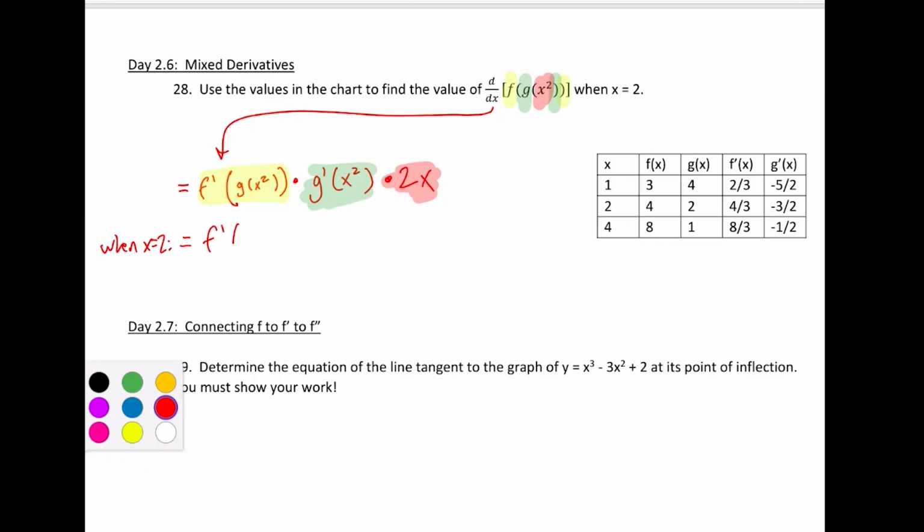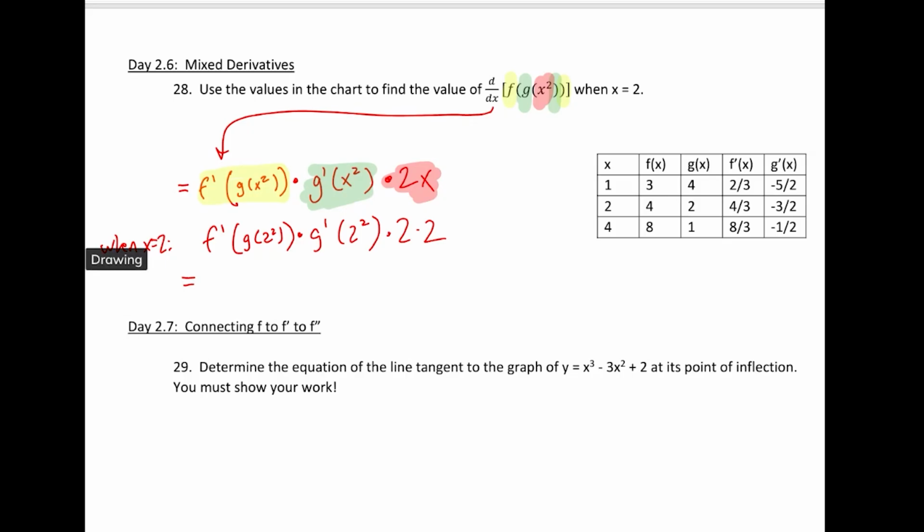So we've got f prime of g of 2 squared times g prime of 2 squared times 2 times 2. So I don't really want those equal there. I want an equals here, though. So we've got f prime of, let's see, g of 4. We'll go back and evaluate that later. Times g prime of 4. We'll evaluate that later. Times an extra 4 here.